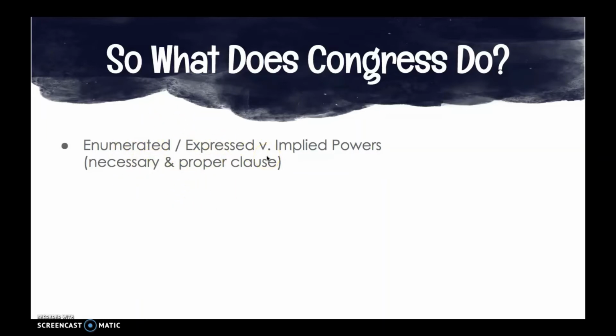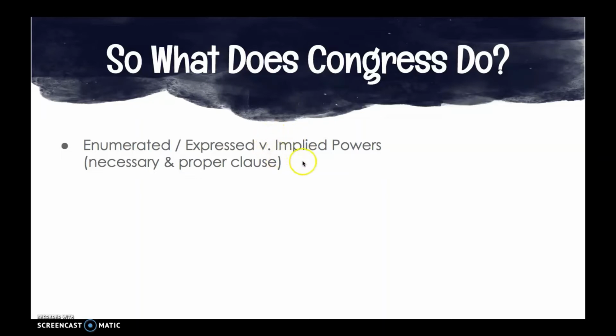So I want to give you guys an example of what these two powers kind of look like here. So an enumerated power of Congress, first, is Congress can lay and collect taxes, okay? Now, nowhere in the Constitution does it mention anything about people not paying taxes and punishment for that, right? If there is no punishment for not paying your taxes, people are not going to pay taxes.